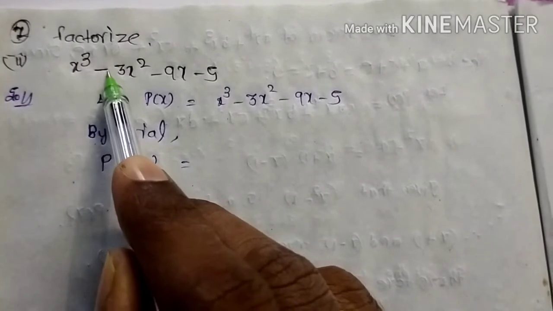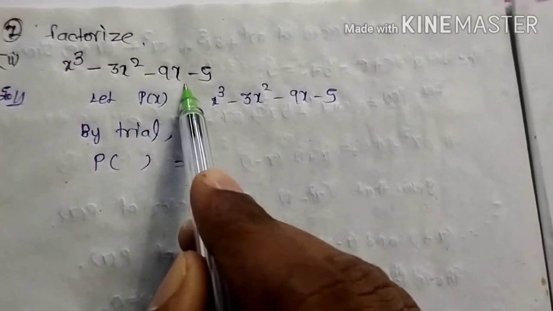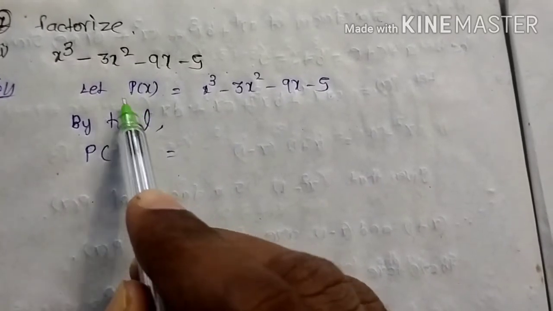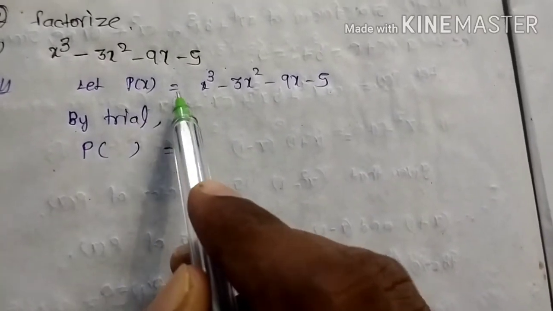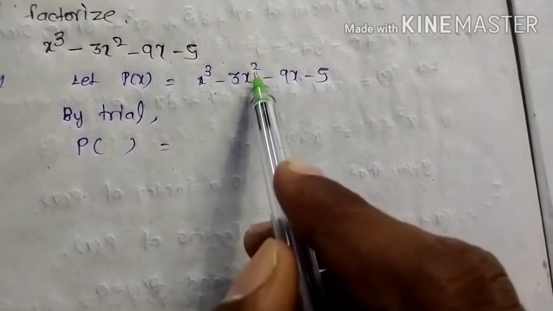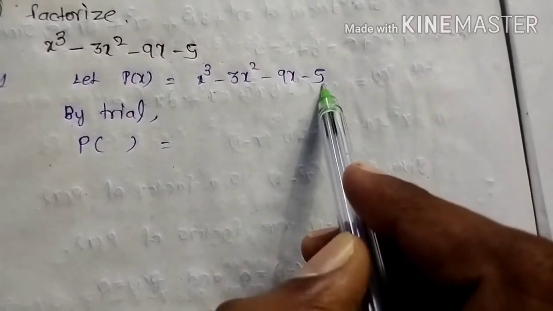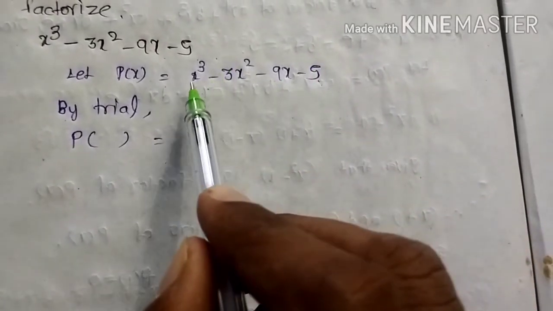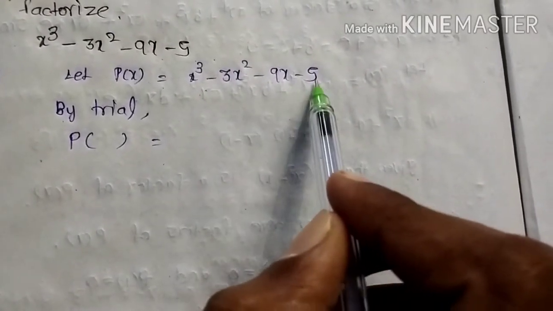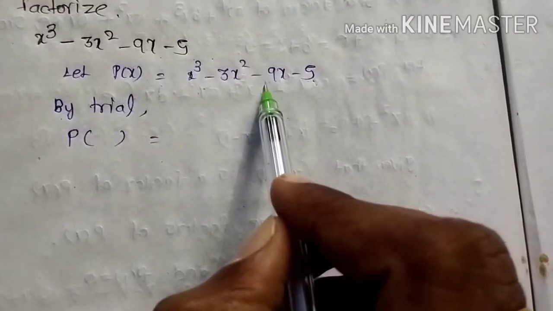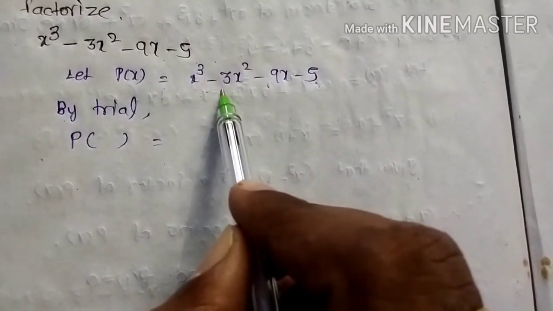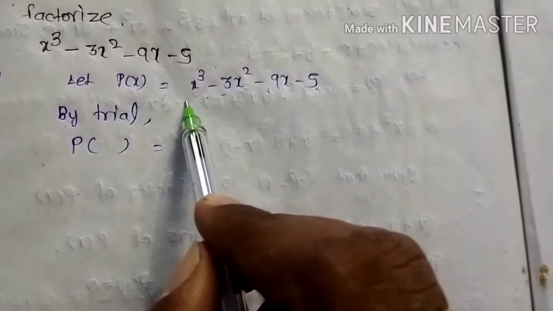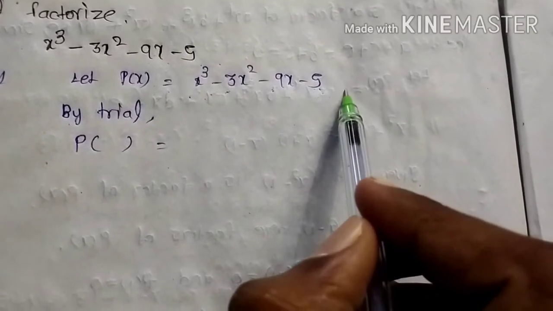Factorize x cube minus 3x square minus 9x minus 5. First of all, I will take here, let p of x is equal to x cube minus 3x square minus 9x minus 5. I already told the two conditions. First, you can find the sum of the coefficients. Minus 5 minus 9, how much? Minus 14. Minus 14 minus 3 is how much? Minus 17. Minus 17 plus 1 is how much? It is minus 16. Is it equal to 0? It's not equal to 0.